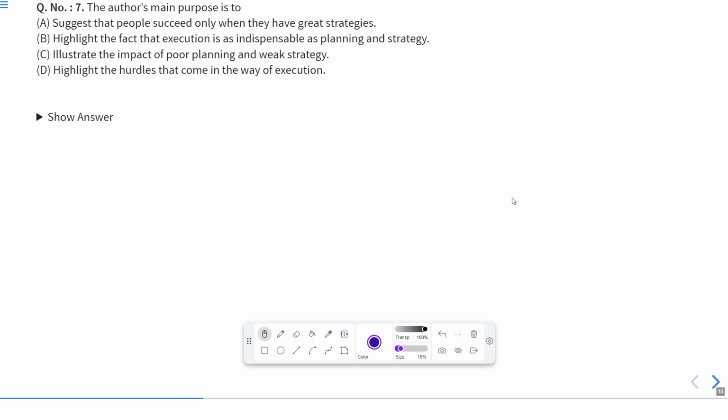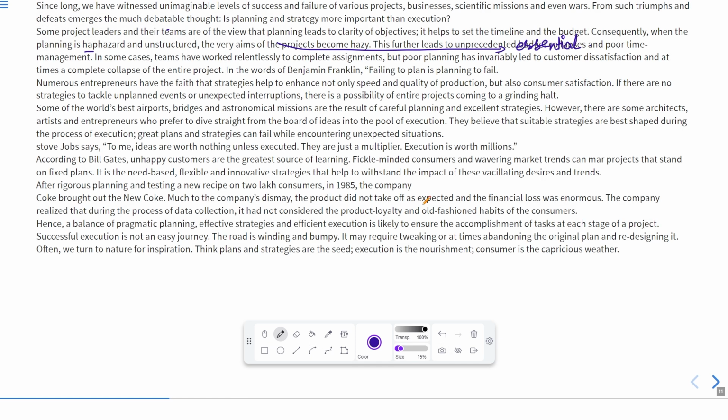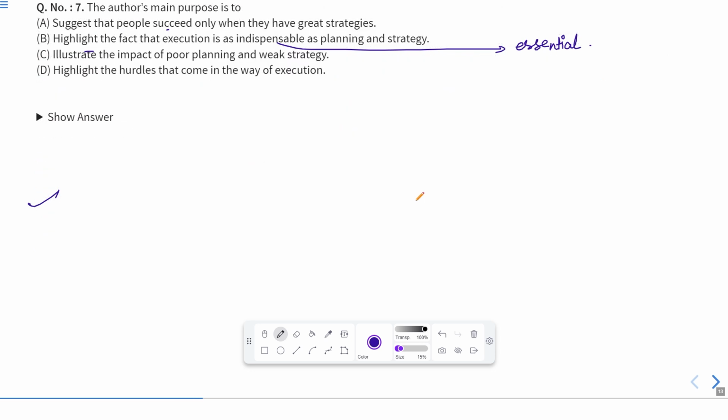The next question is, the author's main purpose is to. So what is the author's main purpose? Suggest that people succeed only when they have great strategies. So here, according to the author, is he trying to say that people succeed only when they have strategies? Or highlight the fact that execution is as indispensable as planning and strategy. Indispensable means essential, or the most important requirement, or absolutely necessary. Now, if we see the first line, that suggests that people succeed only when they have strategies. If we go back to the passage, we can find that in case of Coke, though there was planning, there was a strategy, yet the people were not succeeded.